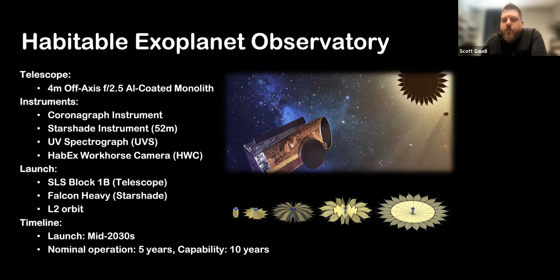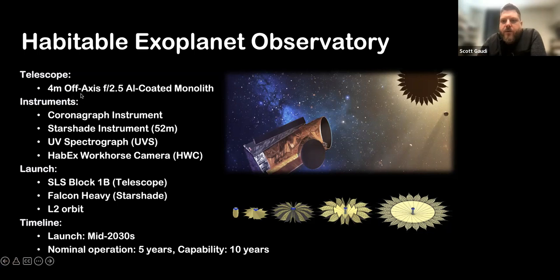HABEX was more conservative by design. We came up with a 4 meter off-axis aluminum coated monolithic mirror. Monolithic because that makes coronagraphy a lot easier. Again, off-axis because coronagraphy is a lot easier. We had 4 different instruments. We included not only a coronagraph to block the light from the star, but also a starshade. Those turned out to be very complementary, and I'll talk a little bit about that in a second.